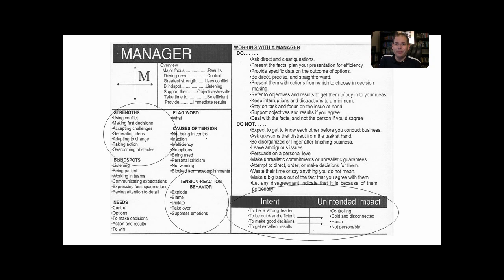So the intent of a manager is a very powerful, positive thing. They want to be a strong leader. They want to be quick and efficient. They want to make good decisions, and they want to get excellent results. And if you've got a good manager in charge, that's great for a team, right? They're going to be able to make sure that stuff happens. But here's the problem. Sometimes managers, if they're too comfortable in that behavior, tend to come across as controlling, cold, disconnected, harsh, and not personable at all. And that's not a great thing for a team.